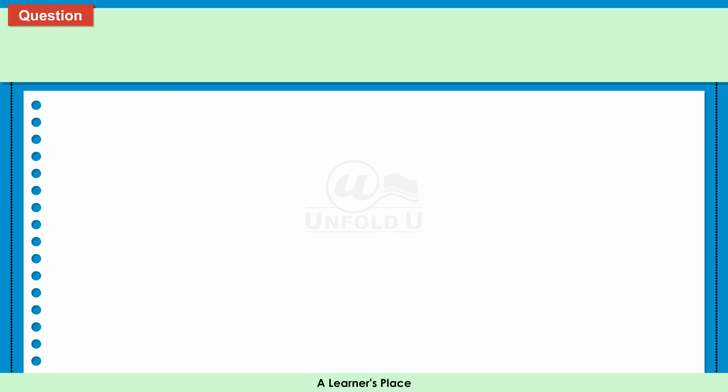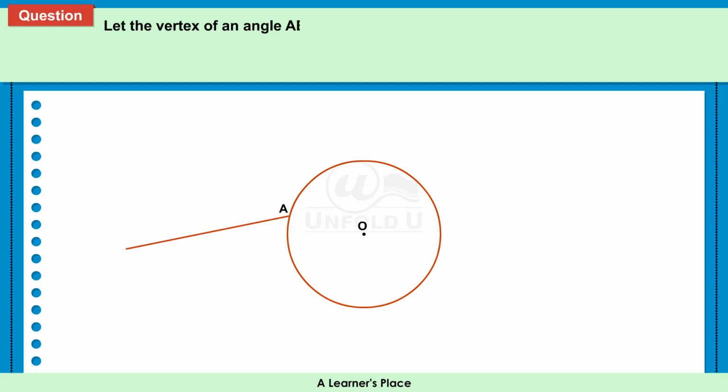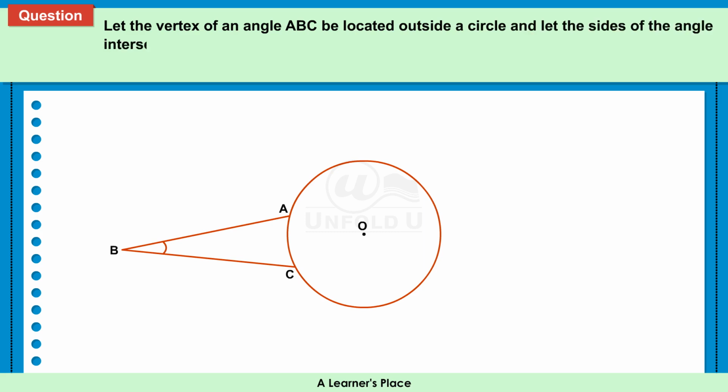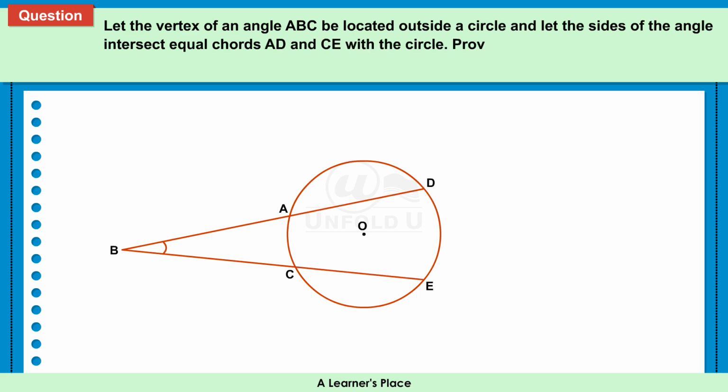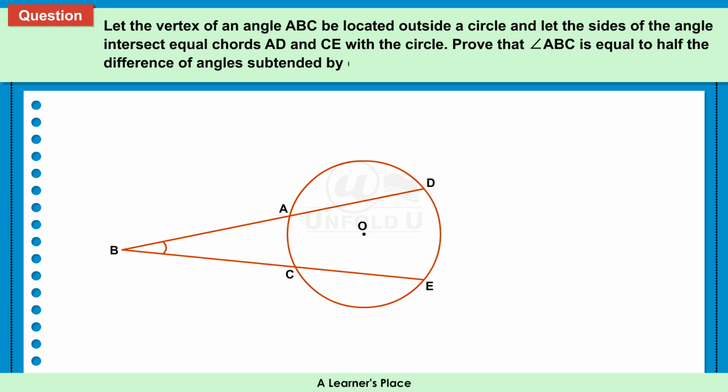Question. Let the vertex of an angle ABC be located outside a circle and let the sides of the angle intersect equal chords AD and CE with the circle. Prove that angle ABC is equal to half the difference of angles subtended by chords AC and DE at the center.